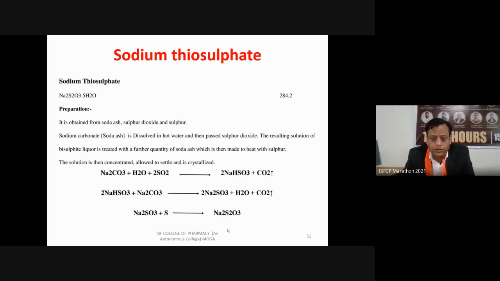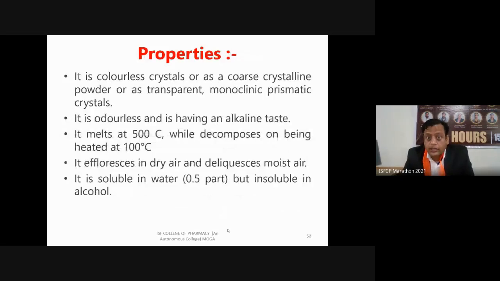Its formula is Na2S2O3·5H2O. Properties: it is a colorless crystal or coarse crystalline powder, or transparent monoclinic prismatic crystals. It is odorless and has an alkaline taste. It melts at 500 degrees centigrade, while it decomposes on being heated at 100 degrees centigrade. It effloresces in dry air and deliquesces in moist air. It is soluble in water but insoluble in alcohol. So these are all properties.